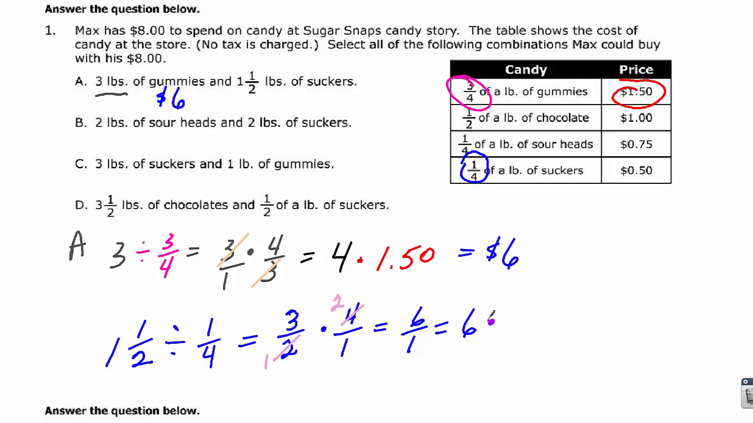Now we're going to multiply that, because suckers are sold 50 cents for every 1/4 of a pound. We have 6 quarter-pounds, so we have 6 times 50 cents, and that's $3. If you add those together, altogether that's $9. You have $8 to spend. No, you cannot buy that one.